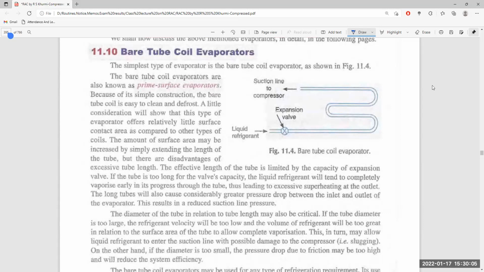The amount of surface area may be increased by simply extending the length of the tube, but there are disadvantages of excessive tube length. The effective length of the tube is limited by the capacity of the expansion valve. If the tube is too long for the valve's capacity, the liquid refrigerant will tend to completely vaporize early in the tube, thus leading to excessive superheat at the outlet. The long tube will also cause considerably greater pressure drop between the inlet and outlet of the evaporator. This results in a reduced suction line pressure.